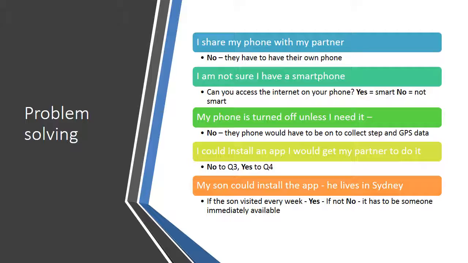If they could install an app, but they'd say they'd get their partner to do it, then that would be no to question 3 and yes to question 4. If they say they could get someone to do it, but they live far away, for example, their son lives in Sydney, if the son visited at least weekly, then yes, it would be feasible for the son to install the app. But if not, it would be a no, as it has to be someone who's immediately available. The idea is that if we wrote to them and asked them to install our app, that they'd be able to do it, and that the app would collect step and GPS data.